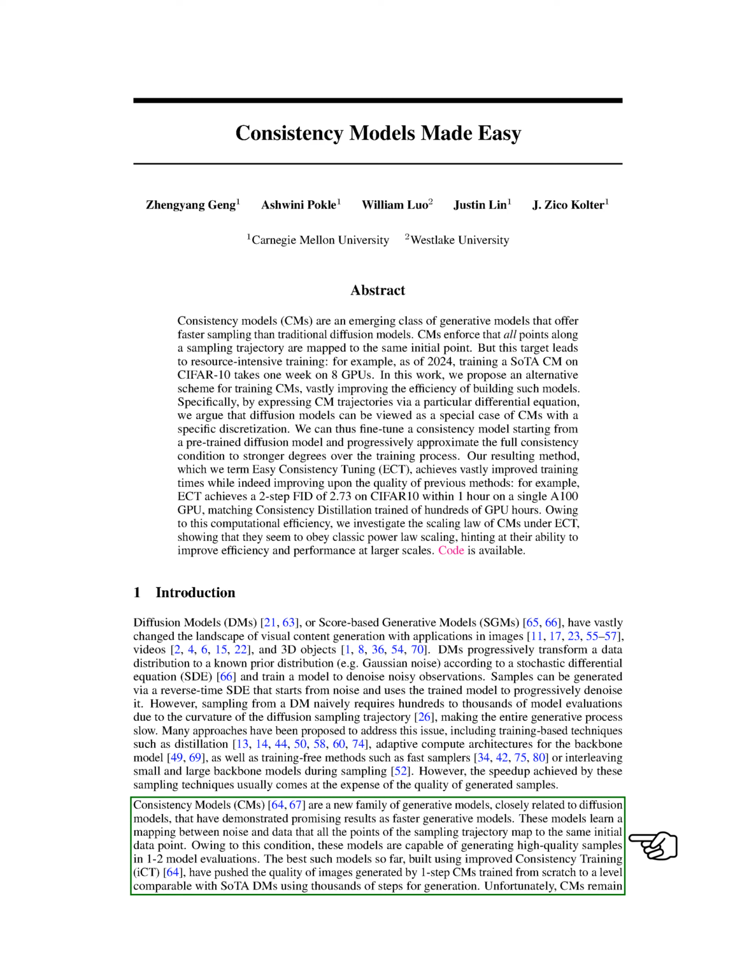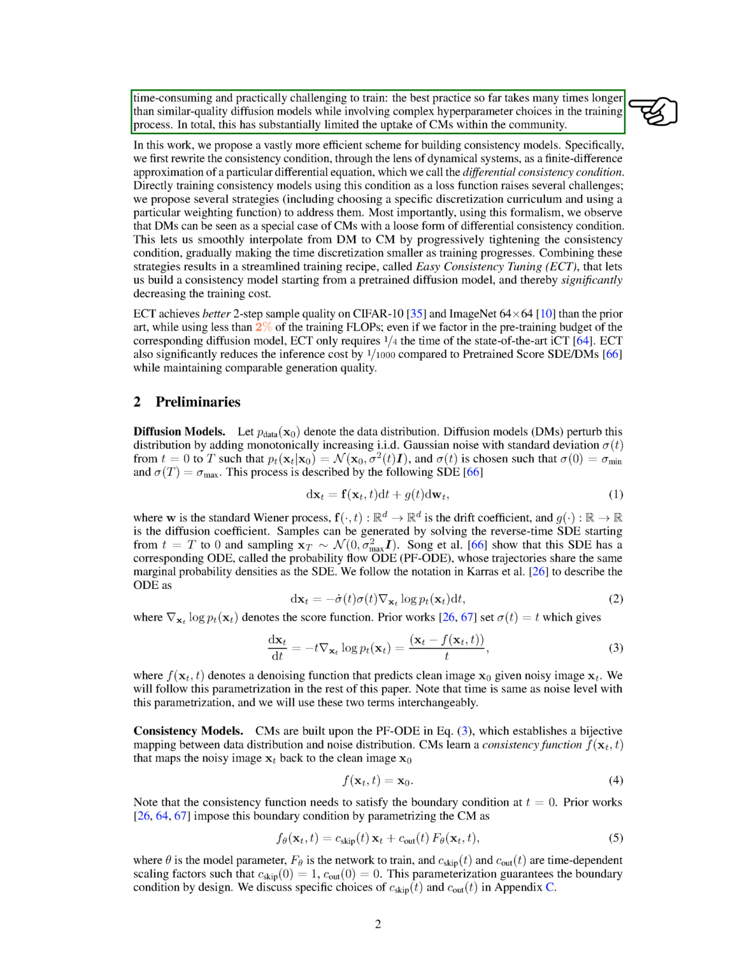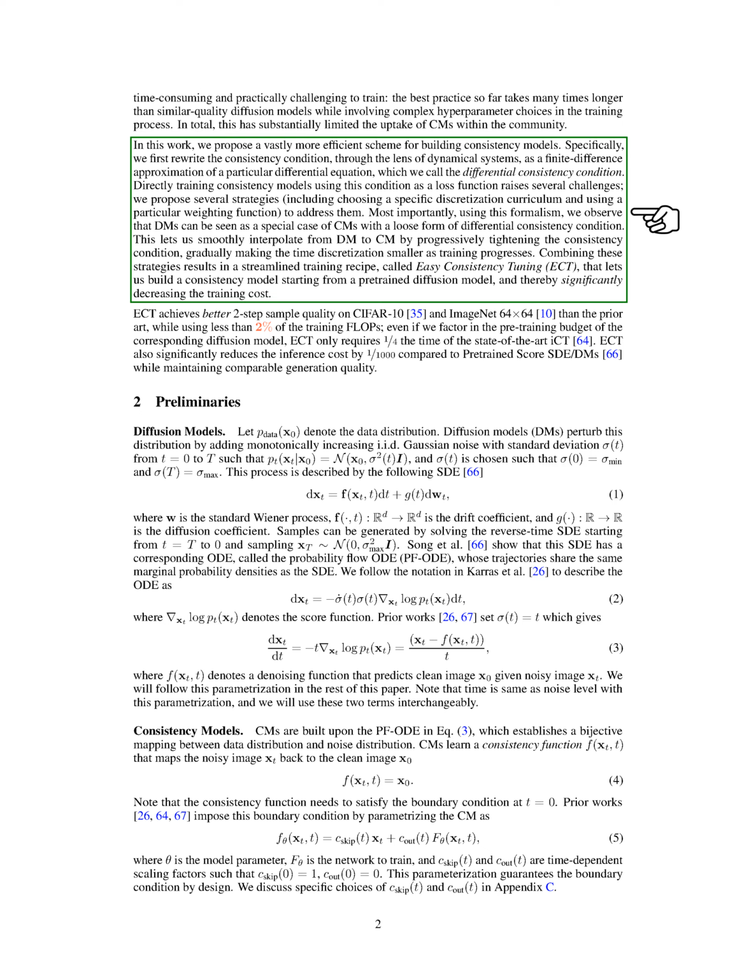Various techniques have been proposed to speed up this process, but they often compromise sample quality. CMs, a newer type of generative model similar to DMs, aim to generate high-quality samples more efficiently by ensuring all points in the sampling trajectory map to the same initial data point. However, training CMs can be time-consuming and challenging compared to DMs. Our work introduces a more efficient approach for building CMs.